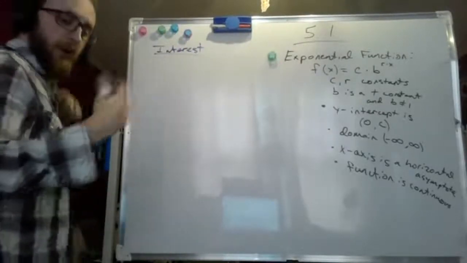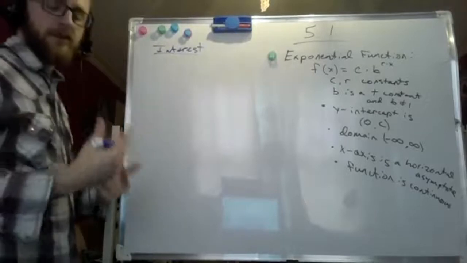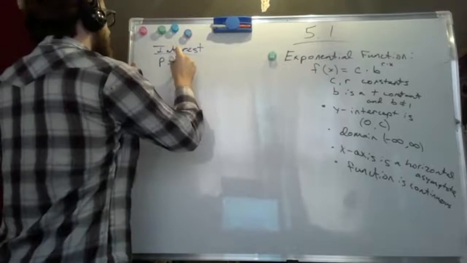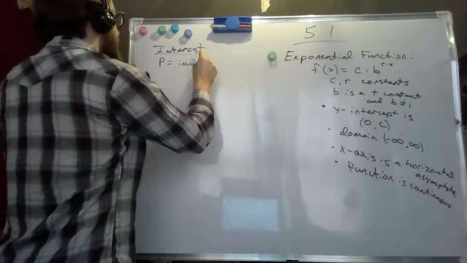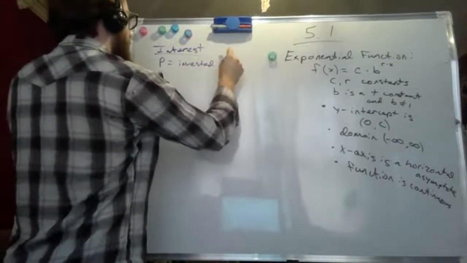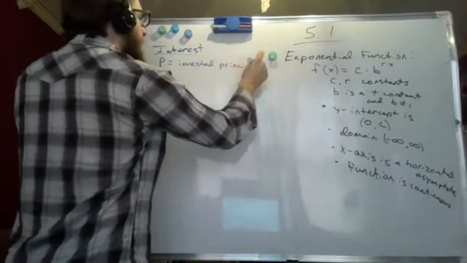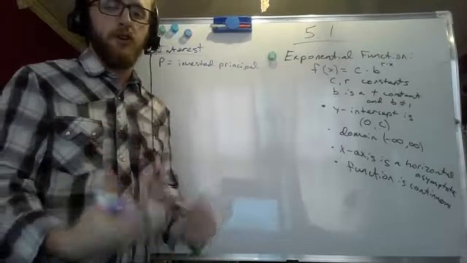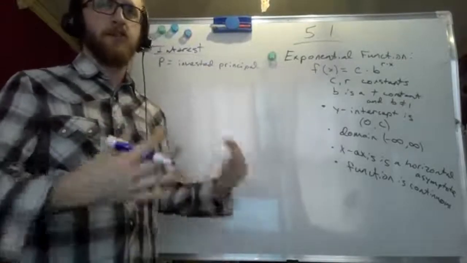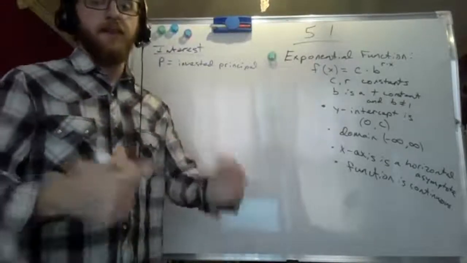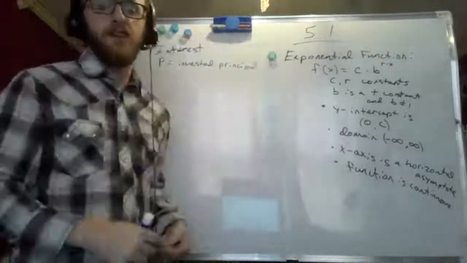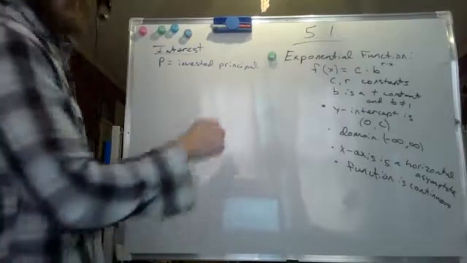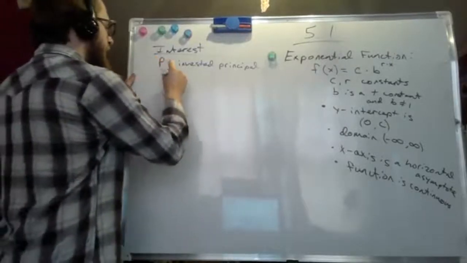So when I write these equations, let me first describe what some of these variables mean. P is going to stand for invested principal, which just means how much money did you deposit in the bank at the very start of this question. At the very start, how much did you deposit? And that's the amount that's going to be increasing based off of interest. So that's principal, P.